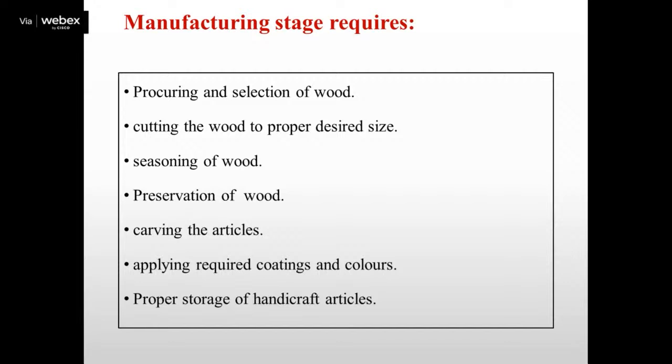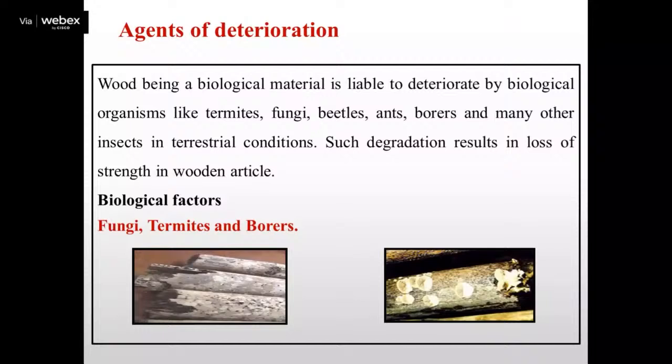So what are the agents of deterioration? Wood being a biological material, it is liable to deteriorate by biological organisms like termites, fungi, beetles, ants, borers, and many other insects in terrestrial conditions. Such degradation results in the loss of strength in wooden articles. So the biological factors are mainly fungi, termites, and borers.